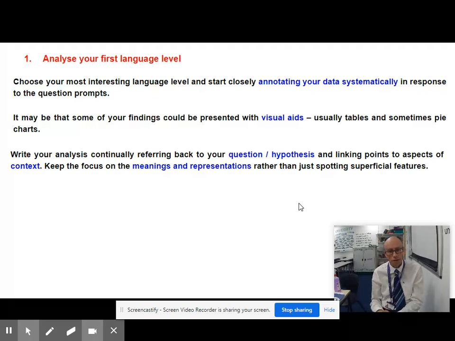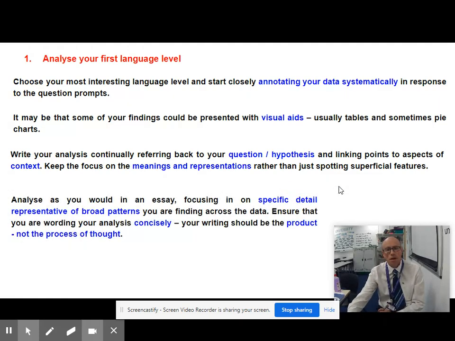And when you're doing your analysis, always make sure that you're focusing on the meanings and representations. If you do that, you'll stop it from being just a feature spotting exercise, which will end up pretty pointless. So analyse a little bit as you would in an essay, but rather than just focusing on a particular detail and spending an entire paragraph writing about that, you're analysing the patterns that are going across the data.